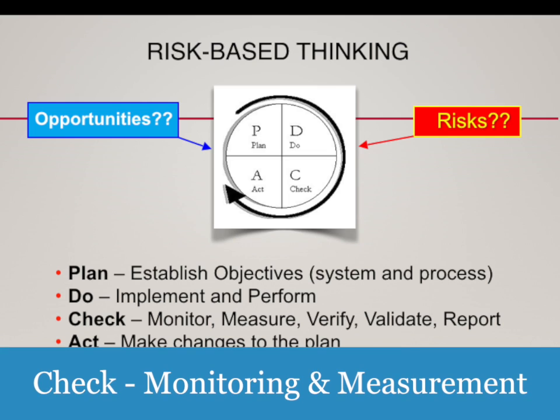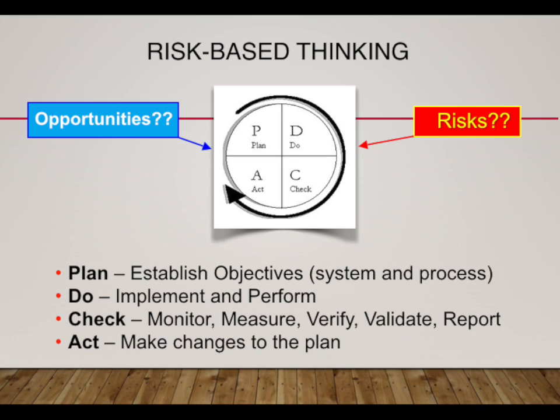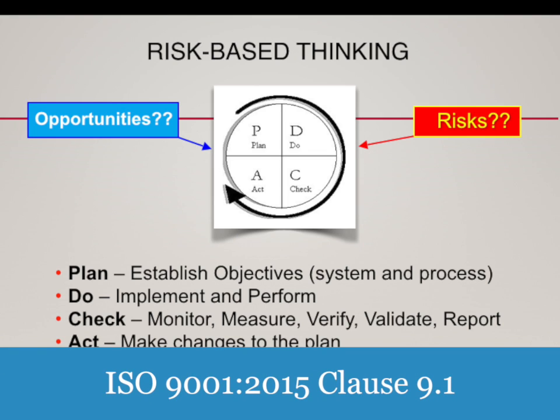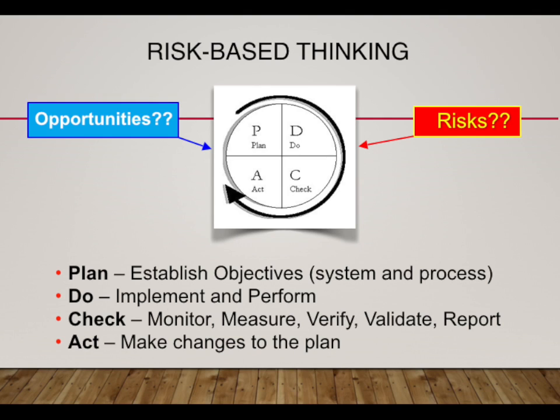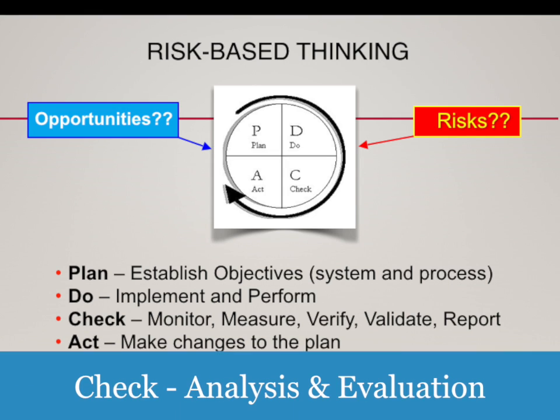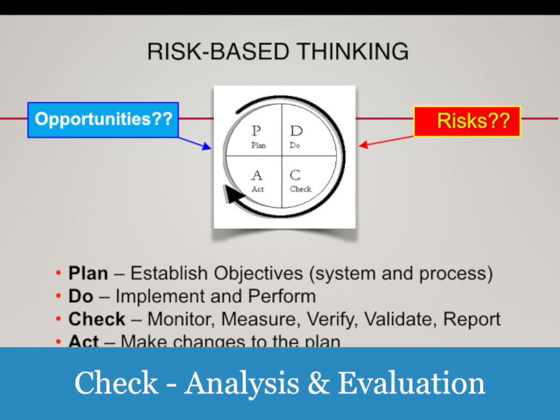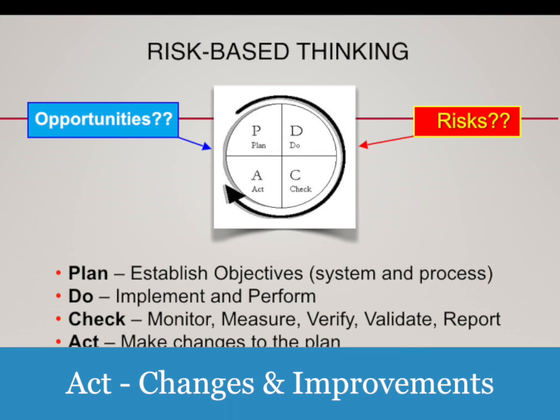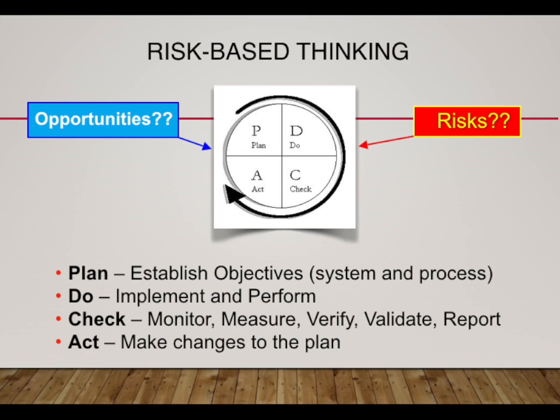During the check step, we monitor, measure, verify, validate, and report the information and data that has been gathered by the organization. After these measures and metrics have been captured, the organization will analyze this information and decide if additional actions or a change to the plan is needed. The PDCA cycle may happen several times a day, or it may happen several times a year to support the process approach.